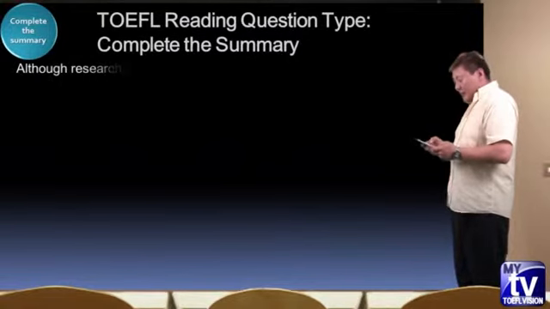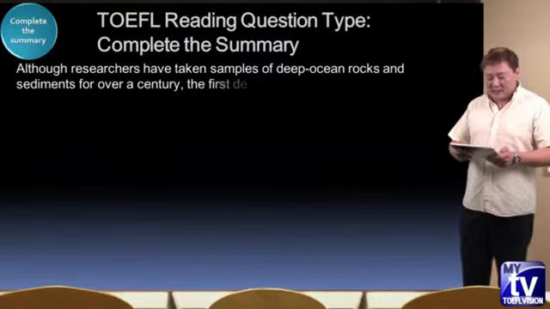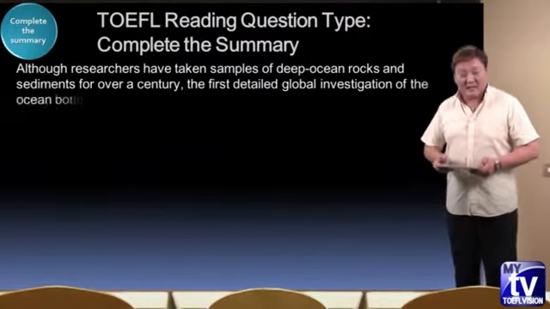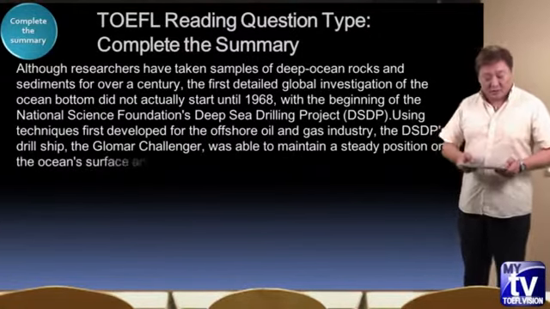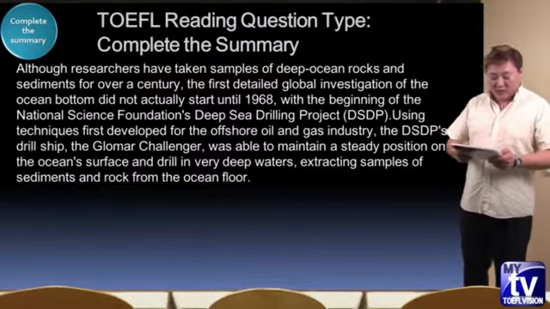Although researchers have taken samples of the deep ocean rocks and sediments for over a century, the first detailed global investigation of the ocean bottom did not actually start until 1968. With the beginning of the National Science Foundation Deep Sea Drilling Project, DSDP, using techniques first developed for the offshore oil and gas industry, the DSDP's drill ship, the Global Challenger, was able to maintain a steady position on the ocean surface and drill in very deep water, extracting samples of sediments and rocks from the ocean bottom.